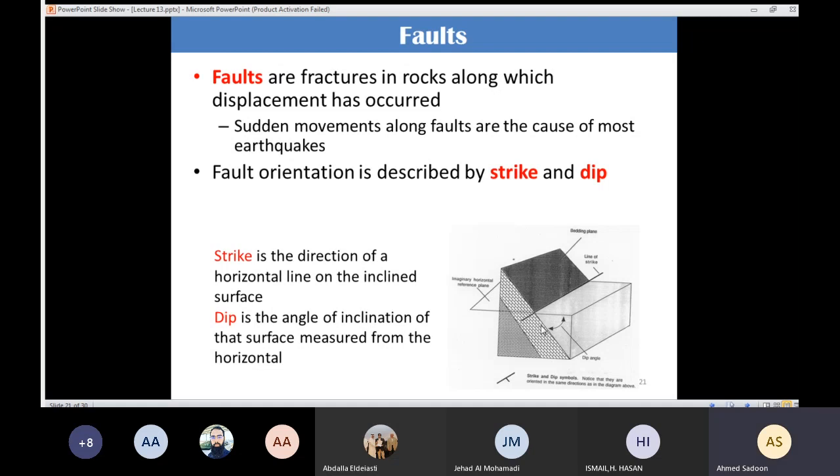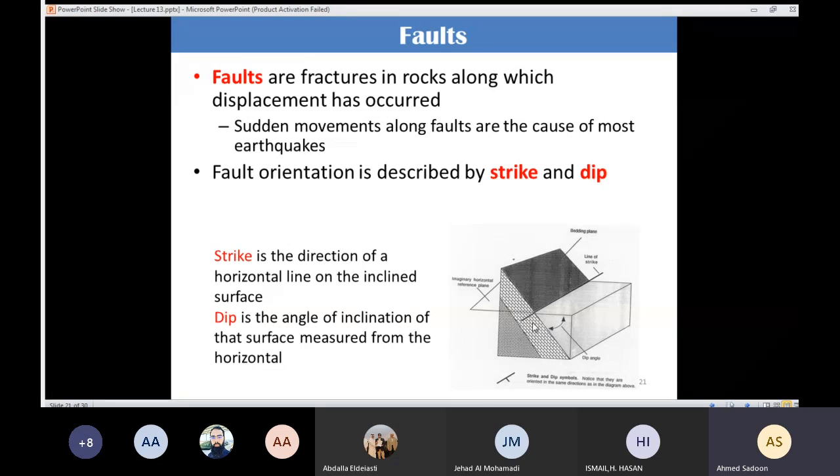And that sudden movement or displacement is the cause of most earthquakes. And in the next lecture, we are going to talk about earthquakes. So now we are going to have a strong, solid background regarding earthquakes. So if you have a fault, the fault is going to be associated with displacement.